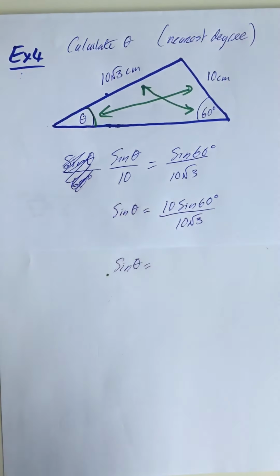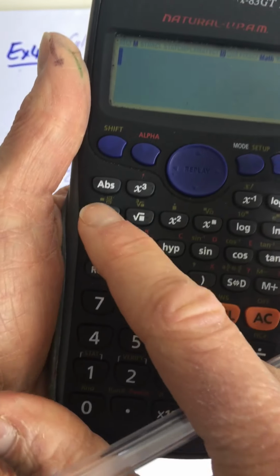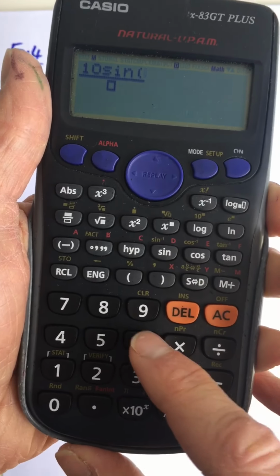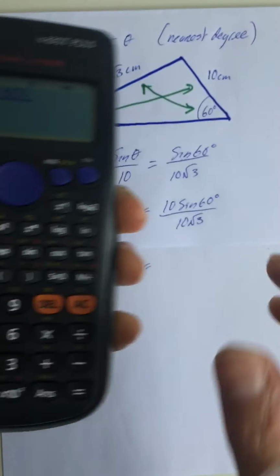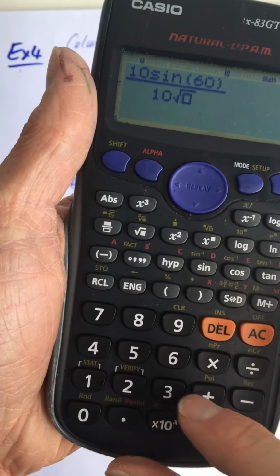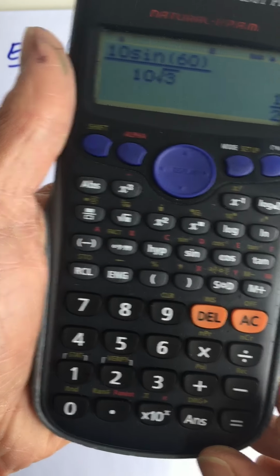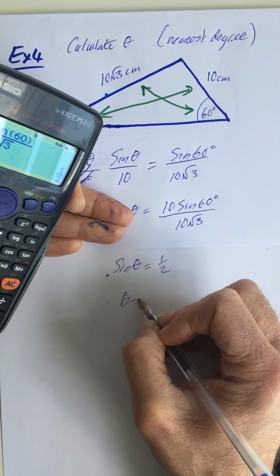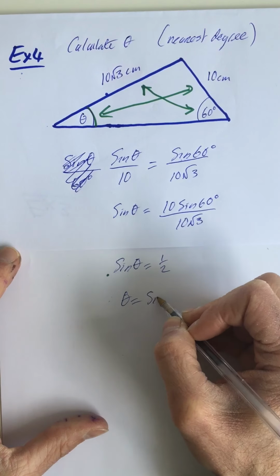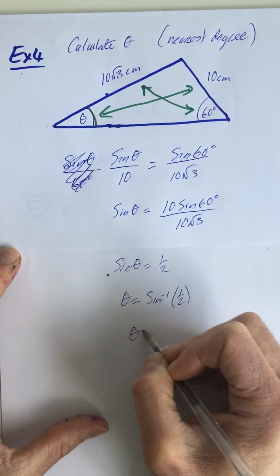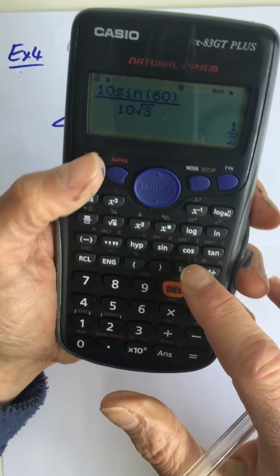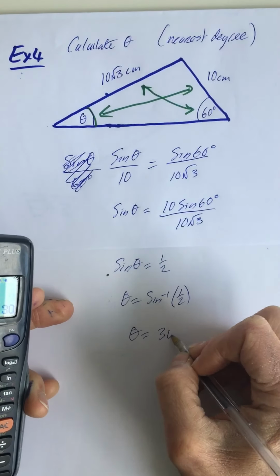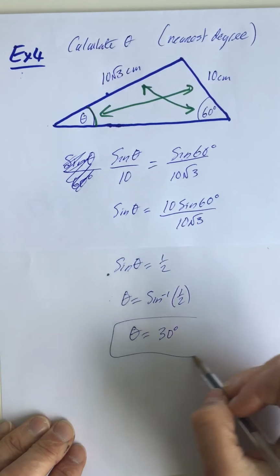And at this stage, we just type this into our calculator. So 10 sine 60, close bracket, over 10 root 3, 10 square root 3, press equals, and up comes a half. Or 0.5. And then theta, the last step with angles is you have to get sine inverse of a half. And we can do that in a calculator. We can go shift sine answer key, because it was a half already on the answer, and I'm getting 30 degrees. So the answer here is 30 degrees for this one.